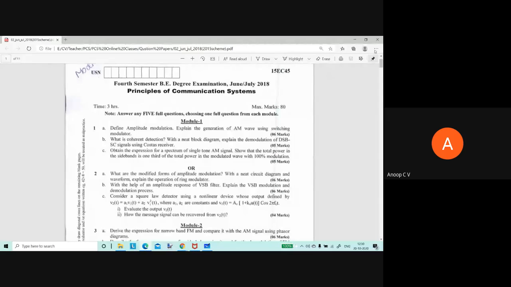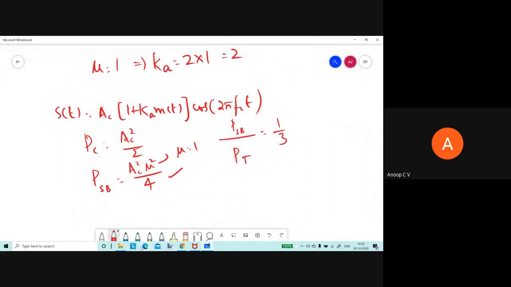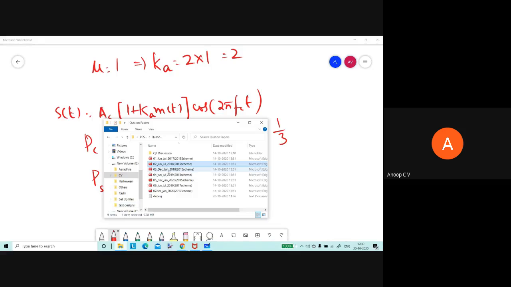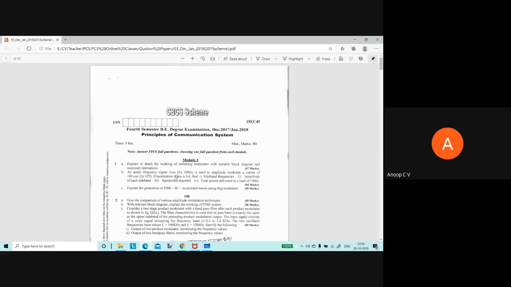Maybe one more question paper we'll see. One more question. In this, I think we have solved this problem. Audio frequency signal m of t is given, carrier is given, modulation index is given. Find sideband frequencies and amplitude of each sideband. This problem, I think, during the problem solving session, we have solved.